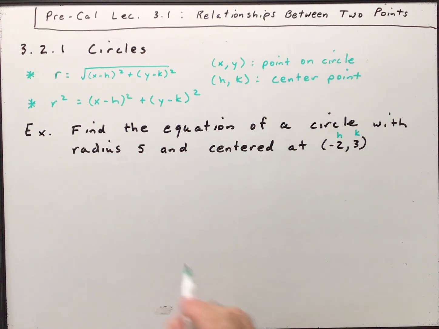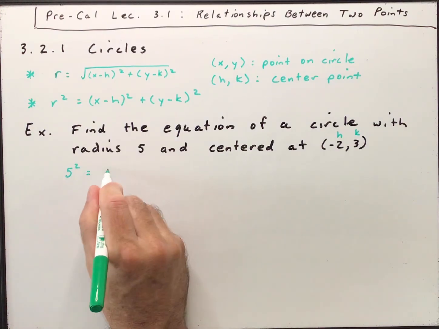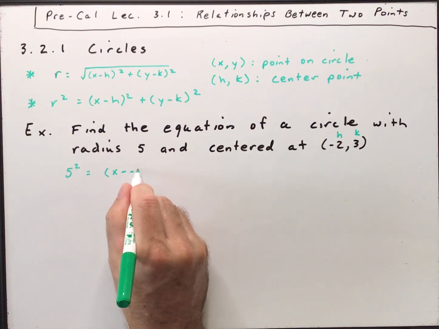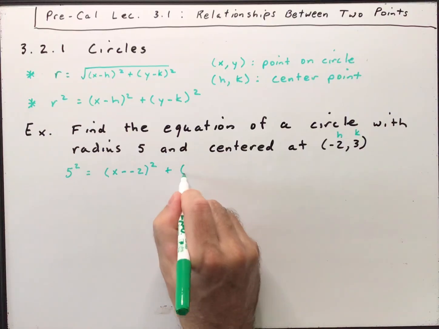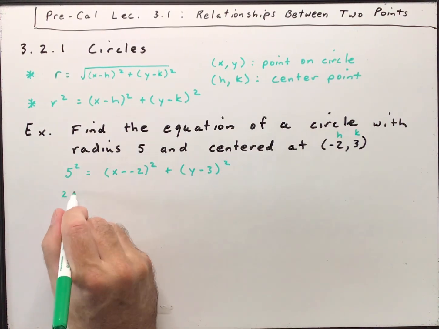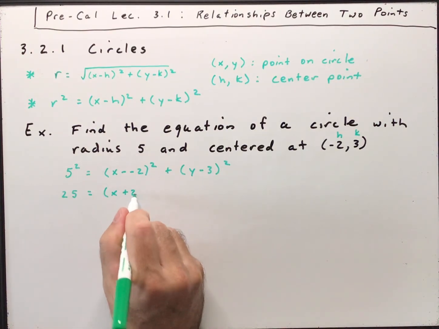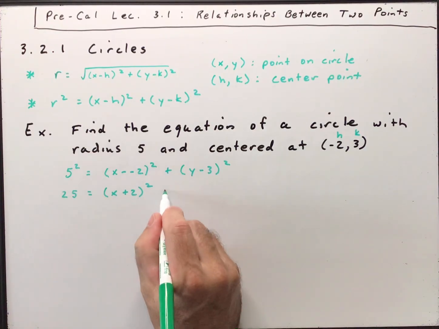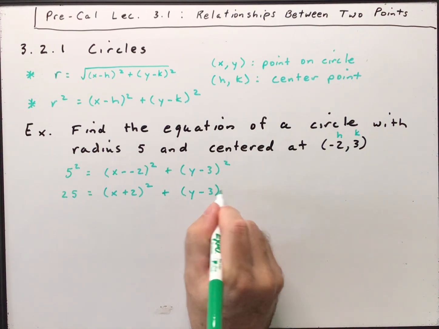All right, so it would be 5 squared is equal to x minus -2, that's h, x minus h all squared, plus y minus 3 all squared. So that's going to be 25 is equal to x plus 2 all squared, x minus -2, two negatives make a plus, plus y minus 3 all squared.